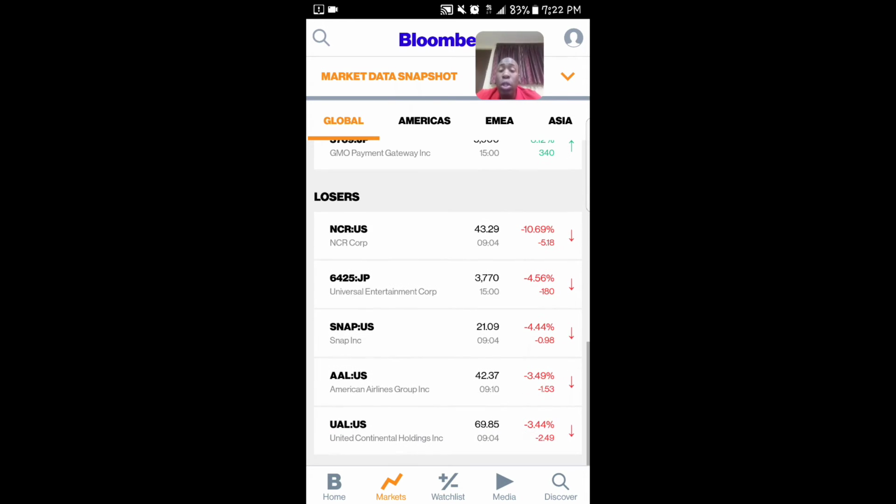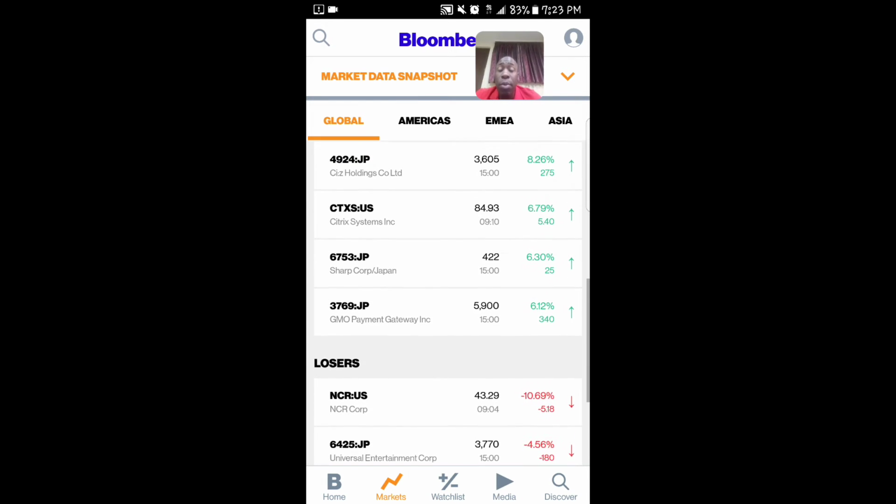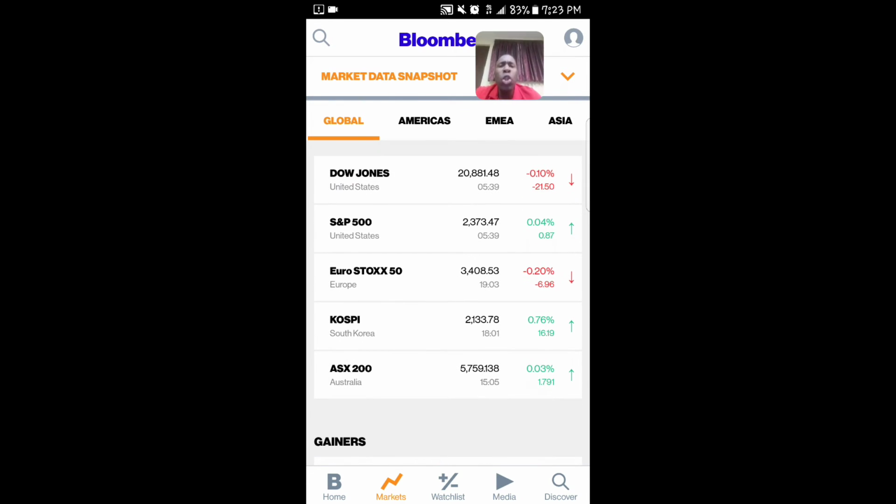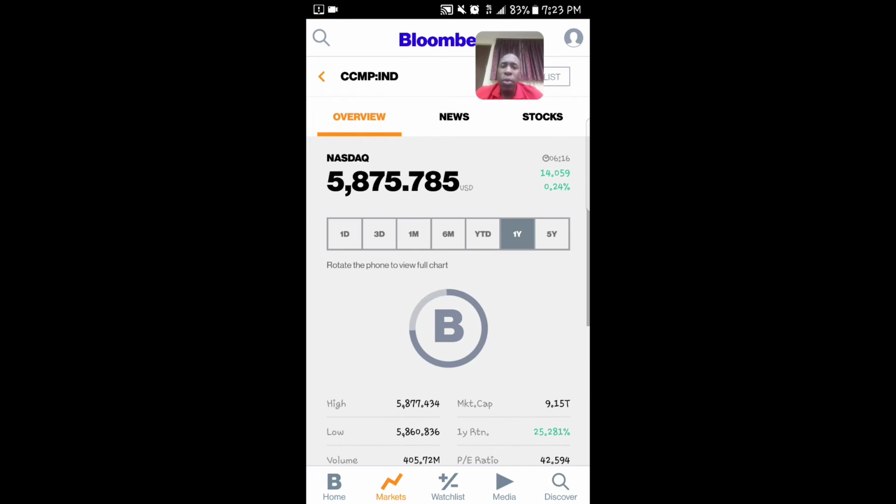Then it also tells you losers. US, Japanese, US, United Continental Airline, American Airlines. They really need to lower those damn fees. That's the problem. Anyway, then you can go over to Americas. Yes, Mexico has a stock market, and also Brazil. And it gives us our top three: Dow Jones, S&P 500, and Nasdaq. Okay. Then you can click on these, and they'll give you the information.